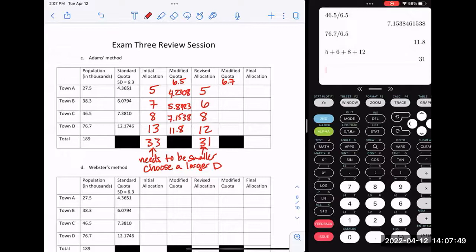So for 6.7, let's just divide each of these by that. I did not try this one, so I don't know if this one works or not. That's one thing about this is there's not just one correct answer. There could be more than one correct answer. So you might get a different modified divisor than what your neighbor would get and still get the same answer, the same apportionment.